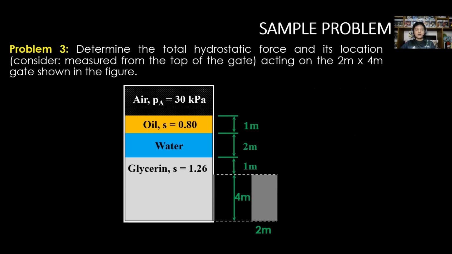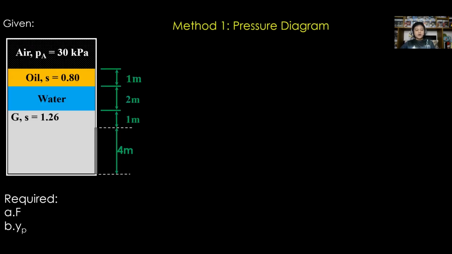So let's take now our sample problem number 3. Determine the total hydrostatic force and its location. Consider measuring from the top of the gate. So for its location, acting on the 2 meters by 4 meters gate shown in the figure. So for method number 1, the pressure diagram, assign points A and B at the top and bottom of the submerged surface. For layers of fluid, we will use the pressure P as equal to P_A, the air pressure, plus the summation of the contribution of the involved fluids.